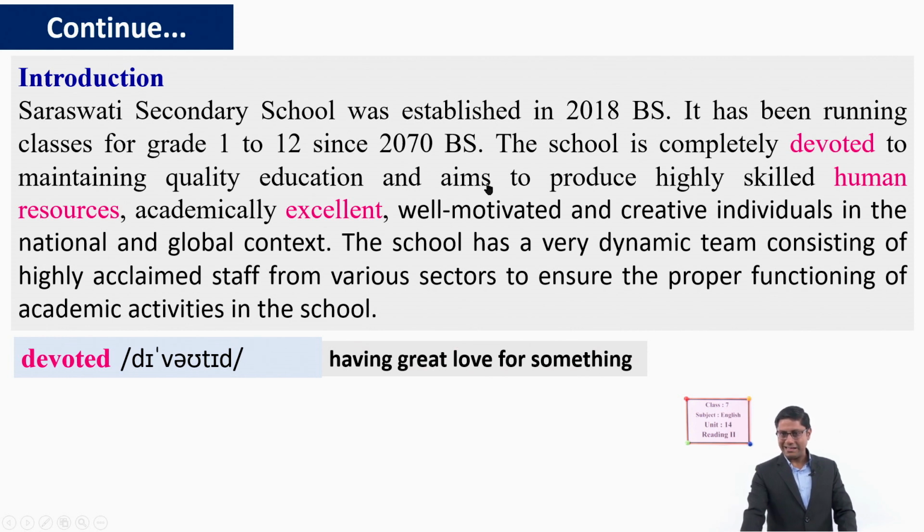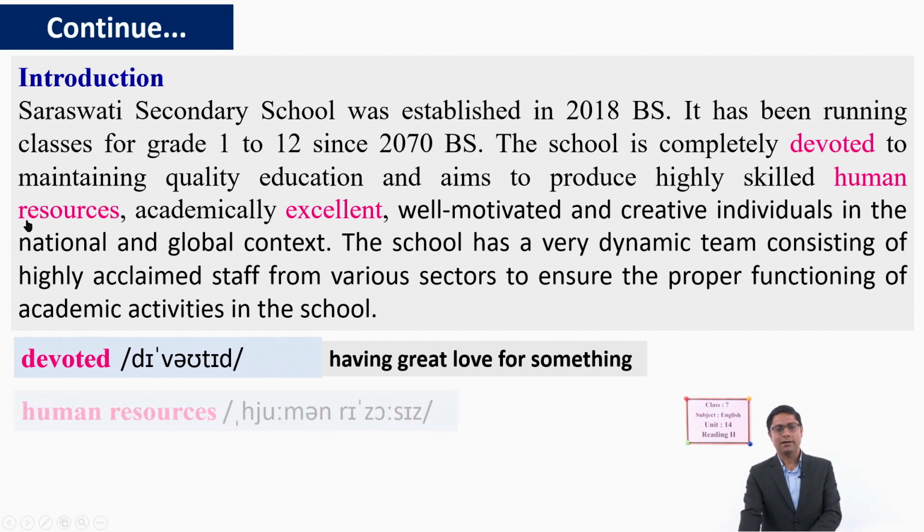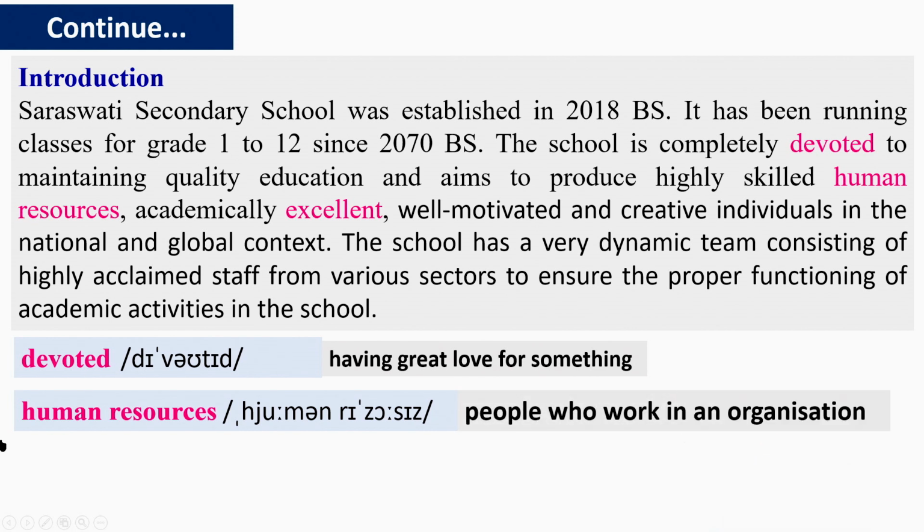Similarly, it also aims to produce, okay, that means it has a goal, it has an objective to produce highly skilled human resources. So, what do you mean by human resources here? Can you guess? When we say human resources, it means people who work in an organization. For example, in a school we need teachers. If it is a construction company we need engineers, if it is a hospital we need doctors, like that. Human resources, and the school wants to produce highly skilled, they can do that thing.